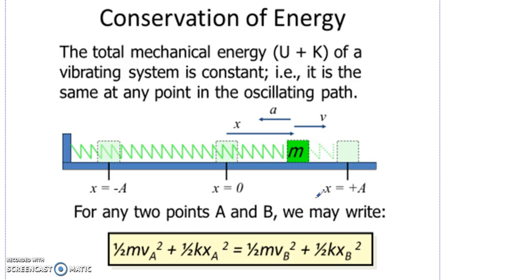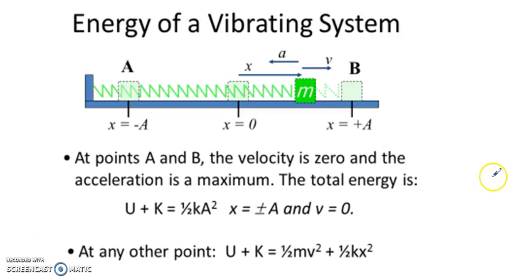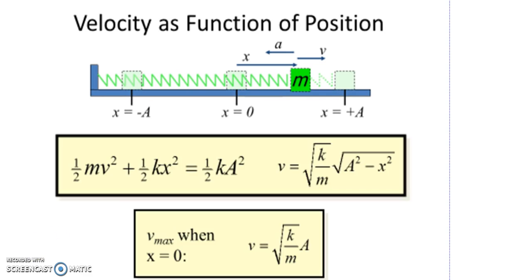Conservation of energy. For any 2 points A and B we may write, whatever you start with you have to end with. It's the same thing that we've done before. For the energy of a vibrating system, at points A and B the velocity is 0 and the acceleration is a maximum. The total energy is the potential plus the kinetic, equals 1/2 kA squared. x equals positive or negative A, and v equals 0. This is a little bit of review because we are doing conservation of energy. Go ahead and take down these equations.